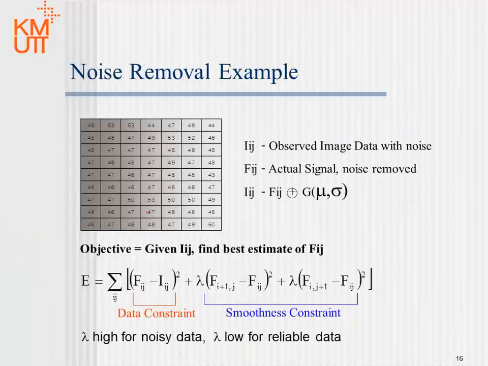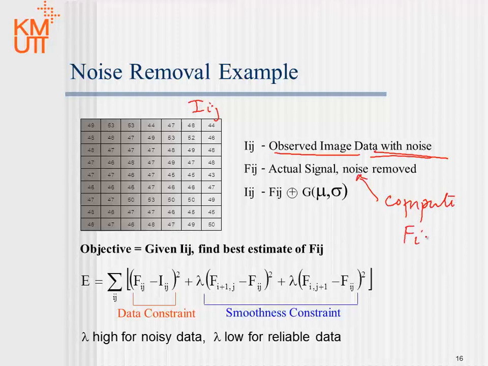Now let's look at one example, a very simple problem where this is the observed image data. Let's say this is I_ij given to us here, and it has noise in it, so this data has noise in it. We want to compute F_ij. This is what we want to compute, and this is a simpler problem than we talked about in class.